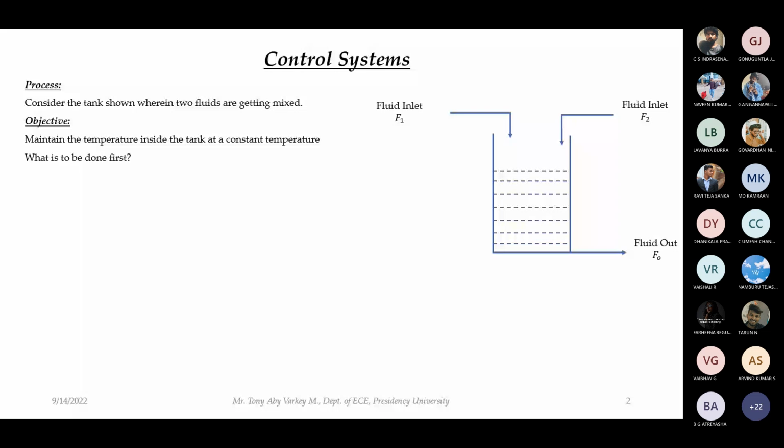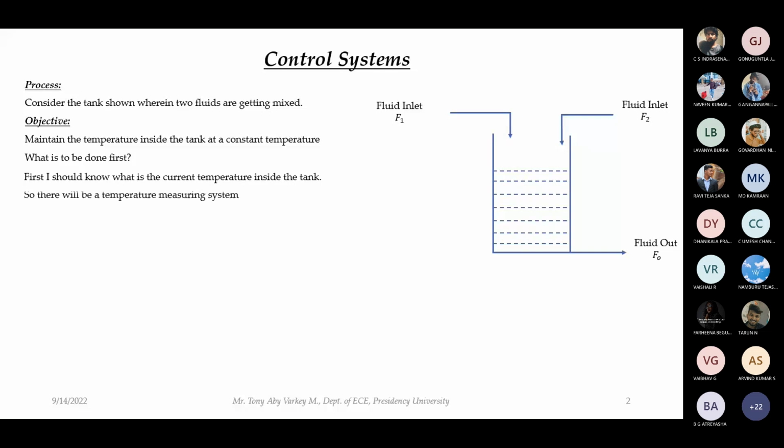What is to be done? The temperature of the container. Correct. First, you have to measure. First, you have to know what is the temperature. Correct. Then only I can control it. So whatever you told is correct. First, we have to measure the temperature. So first, I should know what is the current temperature inside the tank.